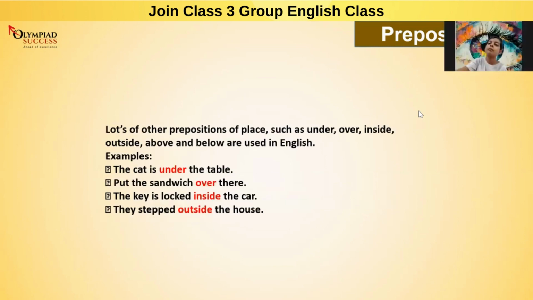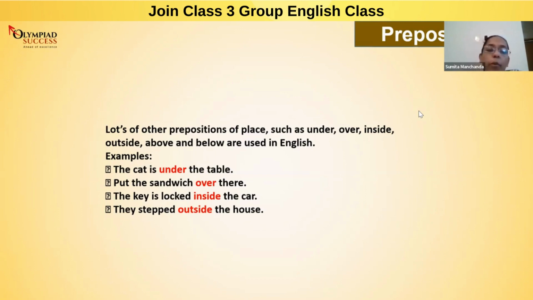Now, lots of other prepositions of place such as under, over, inside, outside, above, below are used in English. Examples: the cat is under the table. Put the sandwich over there. The key is locked inside the car. They stepped outside the house. If I'm saying the cat is under the table, I am telling where the cat is.